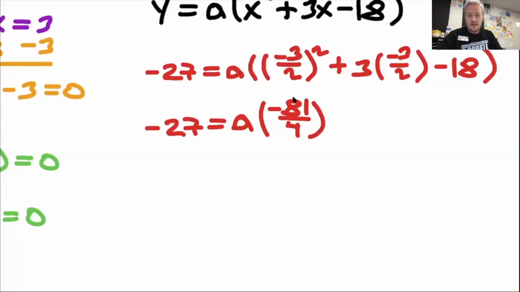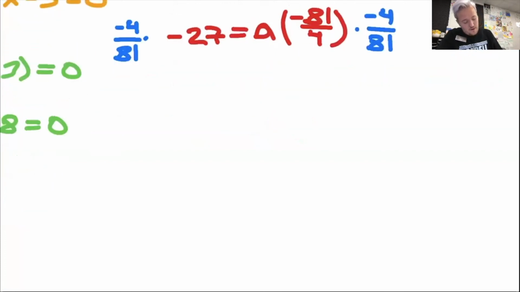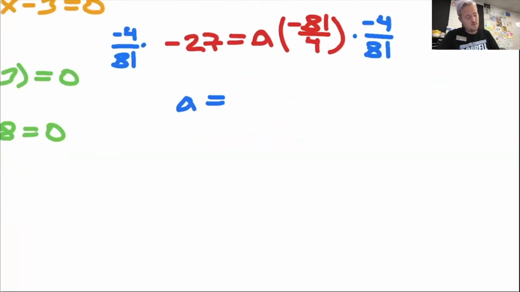So now I need to get rid of this -81 over 4 over here. So what I'm going to do is multiply by the reciprocal. So I'm going to multiply by a -4 over 81 on both sides. All right, so when you do that, I really should be doing this in my head, but you know what? I don't want to give myself a headache, and I don't want to give you guys the wrong answer. So we're going to get positive 4/3. All right, so that's your a value.